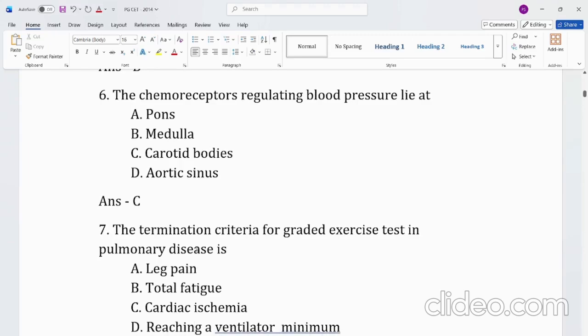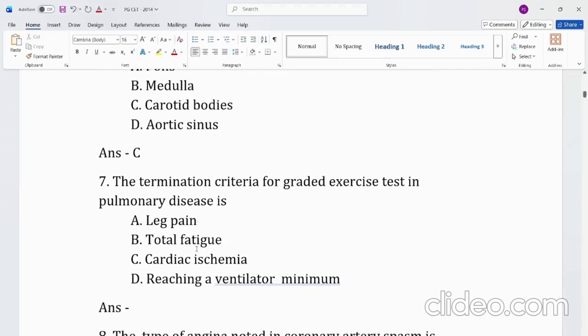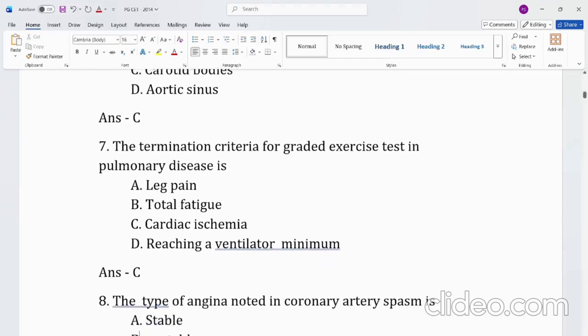The termination criteria for graded exercise test in pulmonary disease is: option A, leg pain; option B, total fatigue; option C, cardiac ischemia; option D, distinct ventilator movement. So the answer will be cardiac ischemia. If the patient feels cardiac ischemia, then you can stop the pulmonary graded exercise programs. You can terminate your exercise programs in pulmonary patients, right?